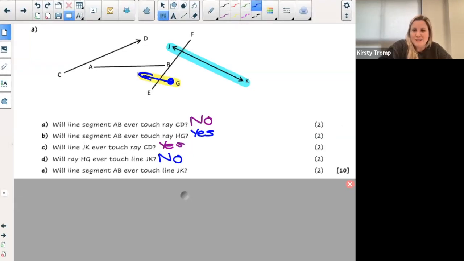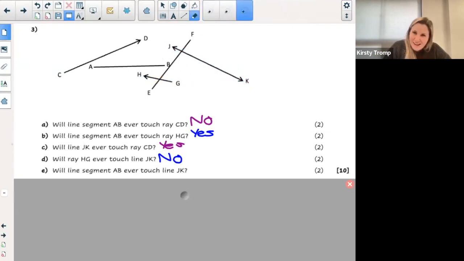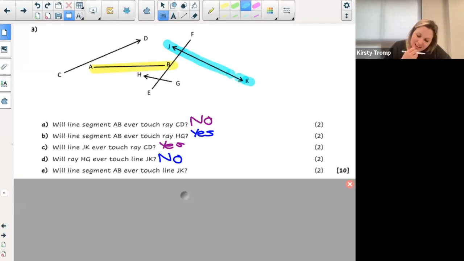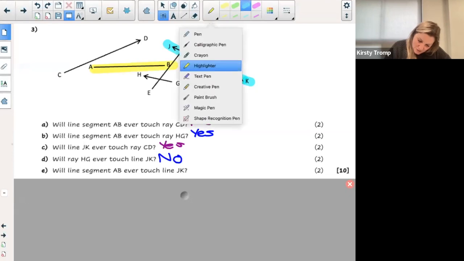All right, Asonge, because you have double hands up, I can see. Tell me E. Are you ready to do E with me? Yes, ma'am. Let's go. Will line segments AB ever touch JK? Yes, ma'am. Will they ever touch? How are they going to touch? Talk to me.